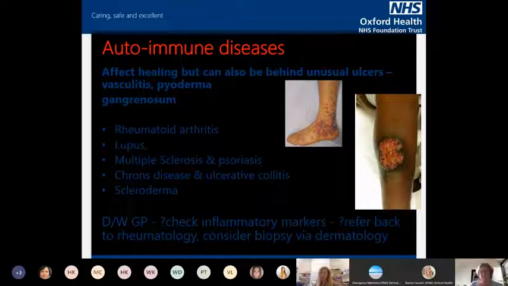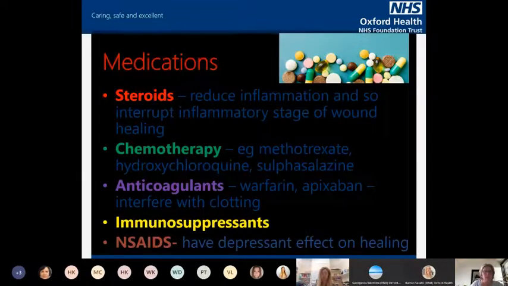So if you see a wound of an unusual presentation, make sure you're checking somebody's medical history to see if they've got some sort of autoimmune condition, because that might give you a really, really big clue. If you're getting that, you might be wanting to speak to the GP and saying, I think this is something related to their inflammatory disease. Do we need to check inflammatory markers? Do we need to refer back to immunology? Do we need to even consider, if this is a pyoderma, sending somebody to dermatology for a biopsy, and the like? Do contact us for some advice if you need it. So they're a big one, don't miss them out.